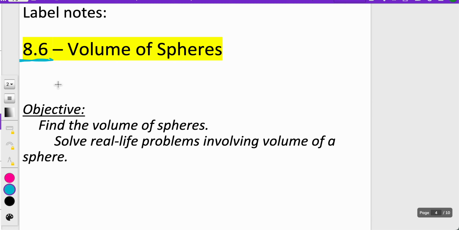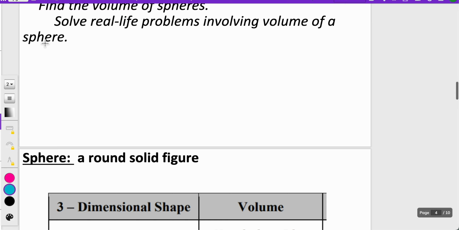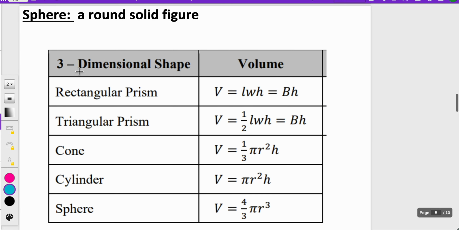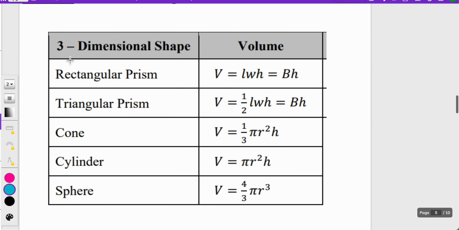Today we're going to be looking at Lesson 8.6, the volume of spheres. We're able to find the volume of spheres and then think about how to solve real-life problems involving those volumes of a sphere. The sphere is a solid, round figure, and it's probably got the most complicated looking volume. This is the volume I need you to write down in your notes today for volume of spheres.